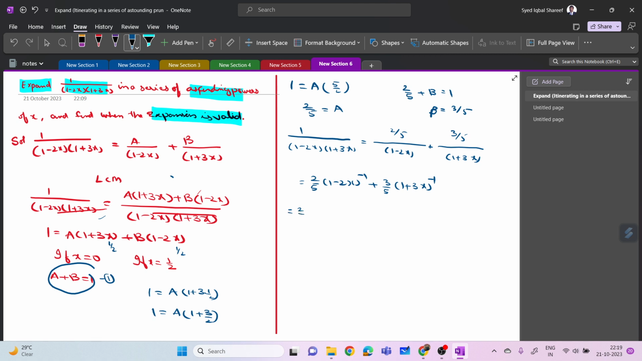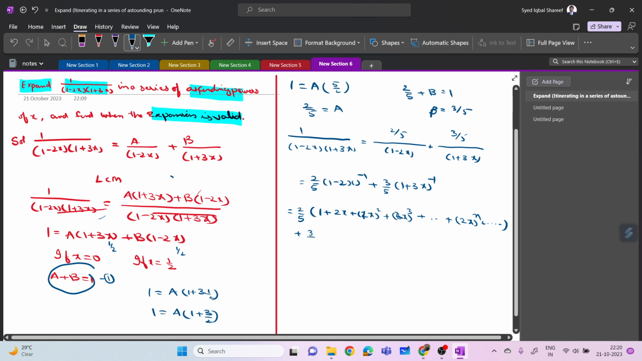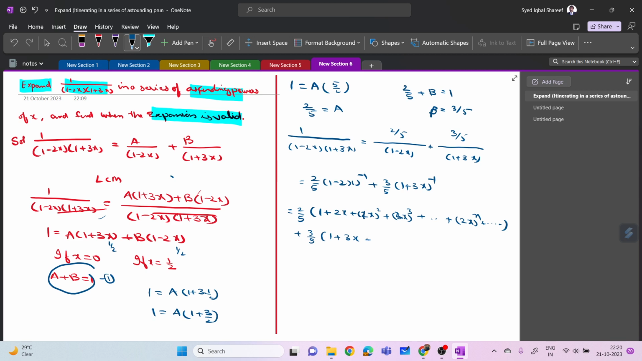Because we are taking it to the numerator. So if you expand this, 2 by 5 times (1 plus 2x plus 2x square plus 2x cube and so on, plus 2x to the power of n and so on), plus 3 by 5 times (1 minus 3x plus 3x square and so on, 3x to the power of n and so on).